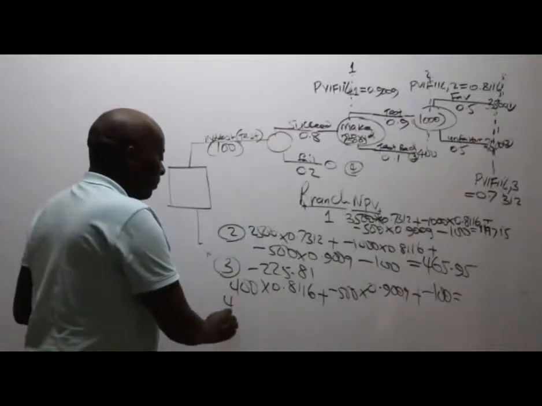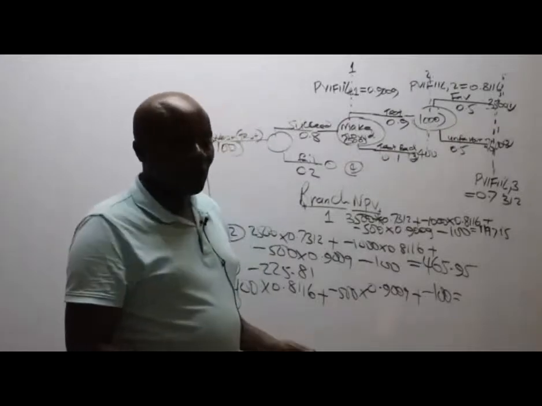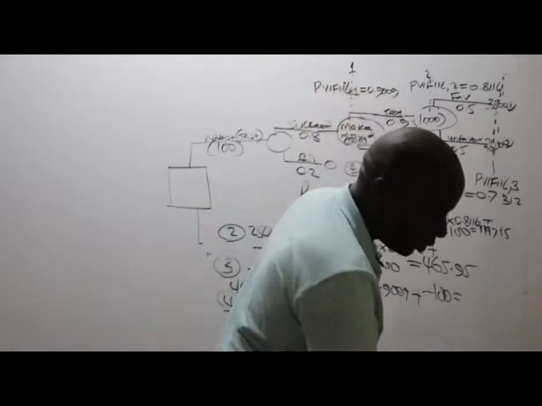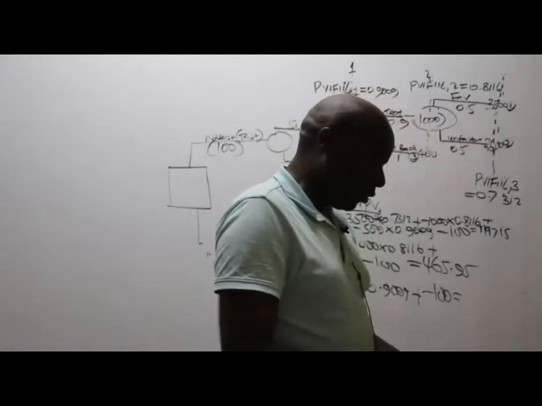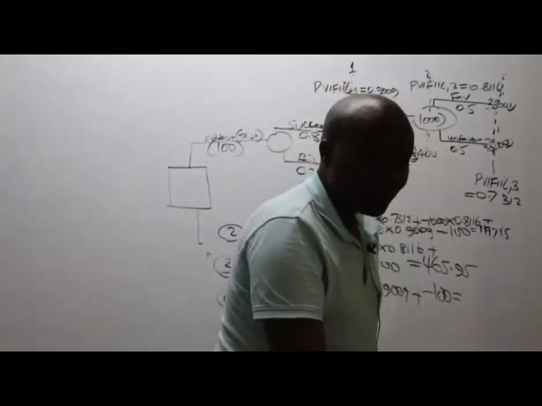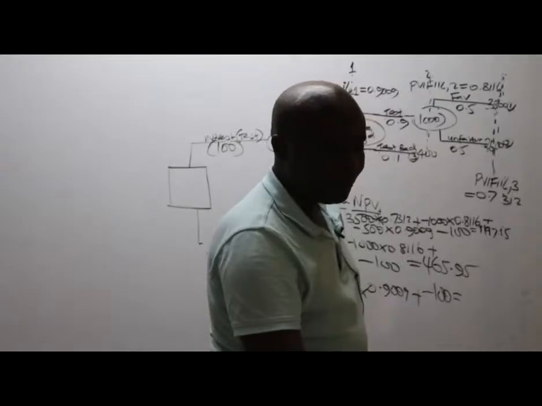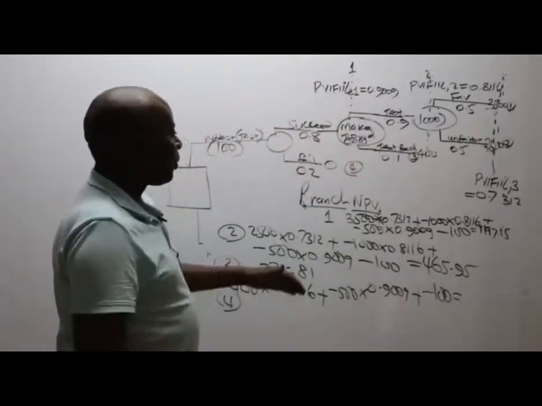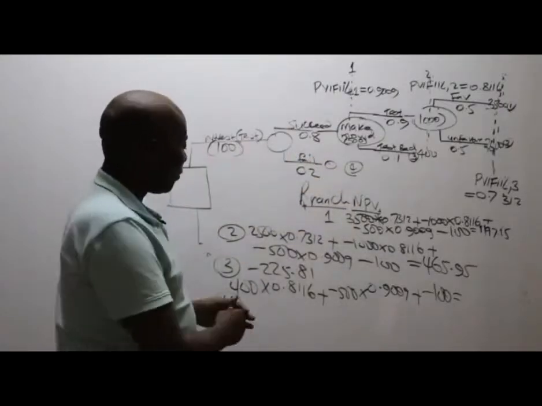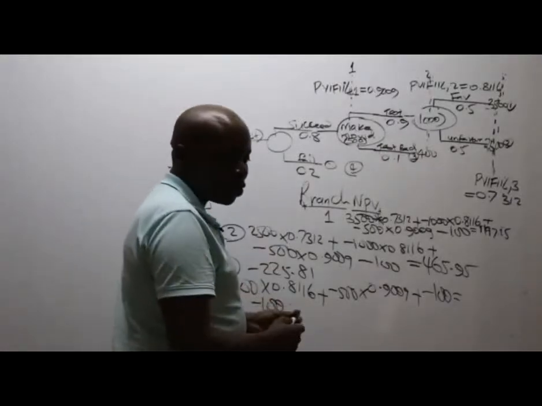And then you go to branch number 4. What do we have in branch number 4? Branch number 4 is no cash flow there, 0, minus 100. So branch number 4 is minus 100. Thank you so much.